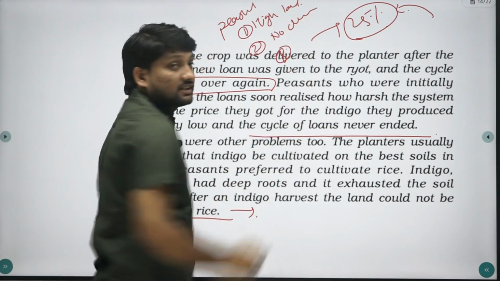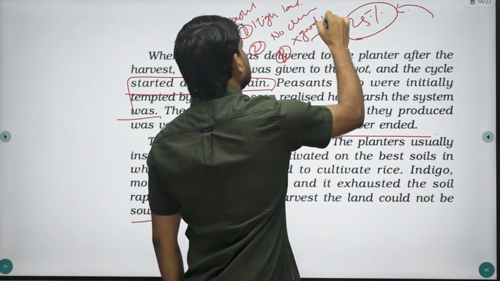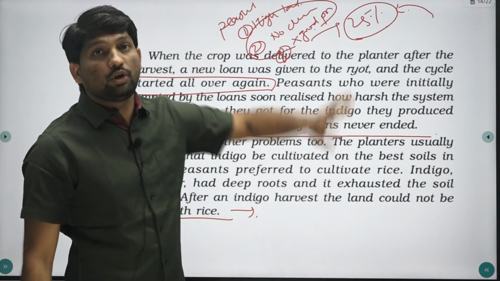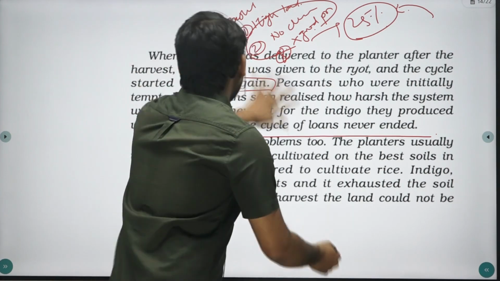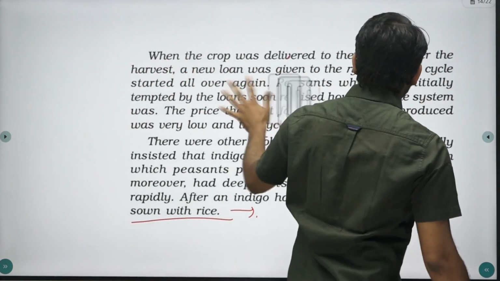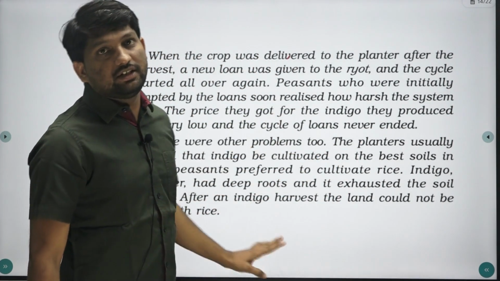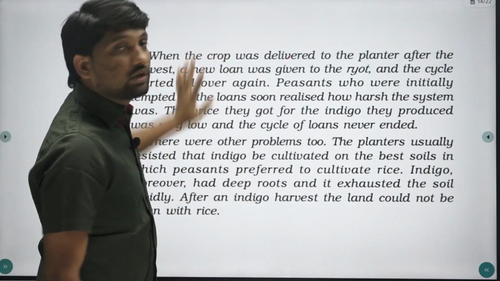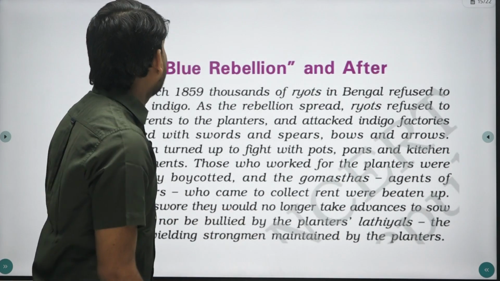And even after this cultivation, they were not getting a good price. So ultimately, they resorted to taking loans from moneylenders or these planters, and when they got this loan, it was like a debt trap. They could never repay the complete money. So because of all these things, finally the indigo cultivators resisted and there was an Indigo Rebellion.